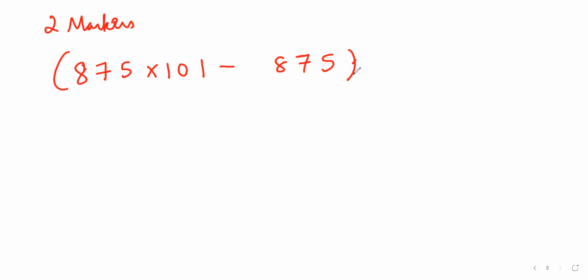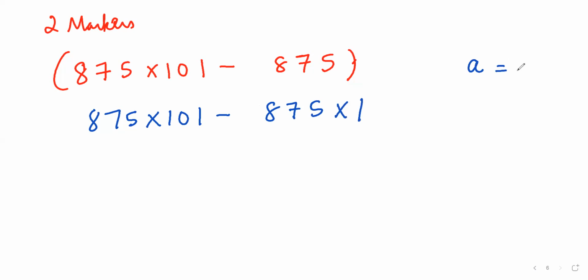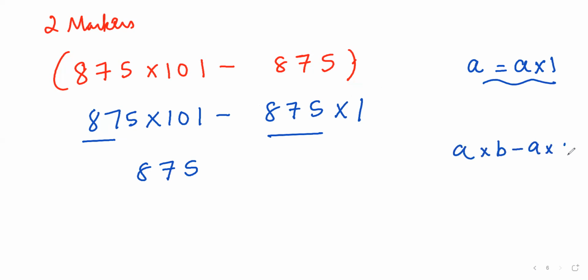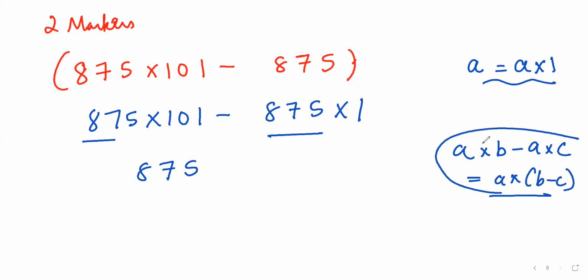This is the property of integers called the distributive property. When a sum is given like this, what should you do? 875 into 101 minus 875 into 1. When I give you any number A, I can write it as A into 1, isn't it? So I'm going to use that here and take out 875 common. A into B minus A into C is what, children? A into (B minus C). This is the distributive property over subtraction. You can have it over addition also. Now relate it to this sum: B is like 101, C is like 1, and A is like 875.